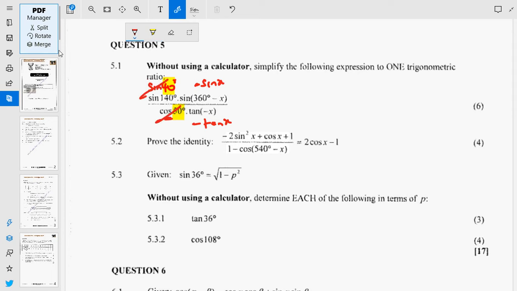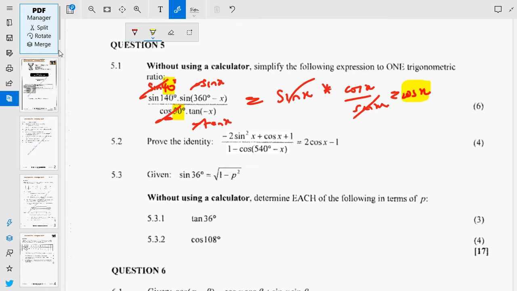They will cancel, and this negative will cancel with this negative, and you'll be left with sine x divided by tan x. If you write tan x as sine x over cos x, because you're dividing, you're going to have to multiply. So the last step you're going to have here is sine x multiplied by cos x over sine x. These will divide, and I'm going to be left with cos x. So this is the single ratio they are looking for.